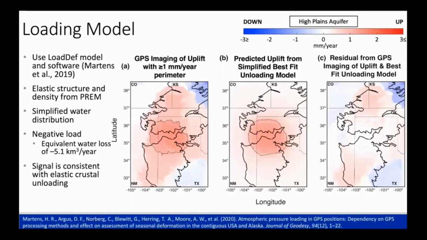And even though it's simplified, our model shows that a loss of about 11 centimeters per year centralized on the Texas Panhandle can approximate the uplift signals shown by our GPS imaging result, which is equivalent to about 5.1 cubic kilometers per year of water volume loss, which is not so different from the range given by Scanlon and given by GRACE, which was 6.7 cubic kilometers per year.